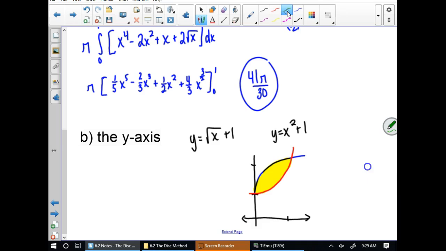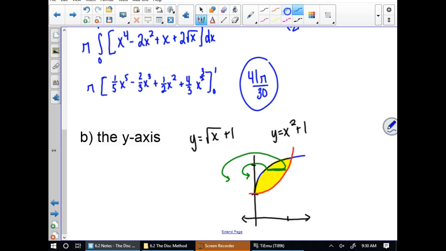Alright, so whenever we think about rotating around the y-axis, we're taking like a horizontal strip right here, and we're rotating that around that y-axis like so. So the outside radius and the inside radius here are going to be different than when we rotate around the x-axis. Also, if we're rotating around the y-axis, everything has to be in terms of y instead of x.